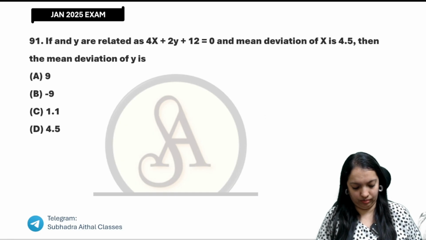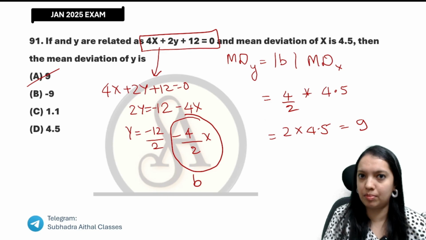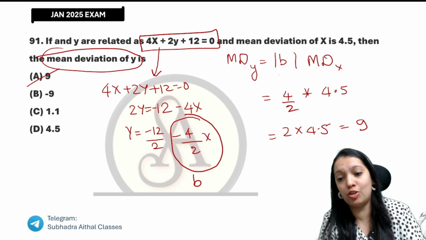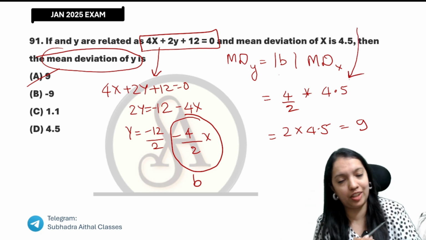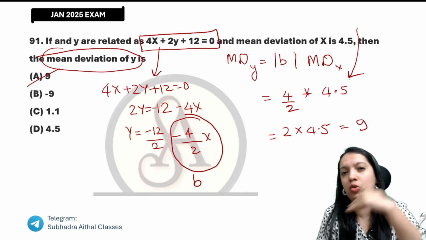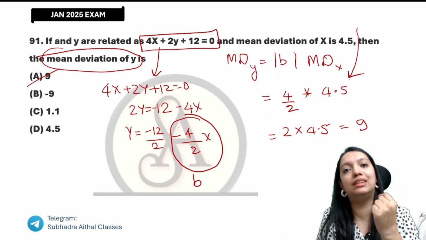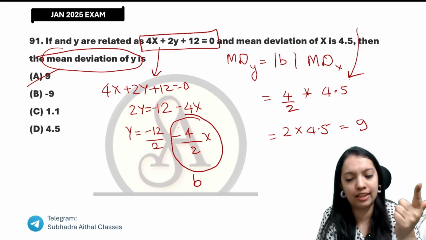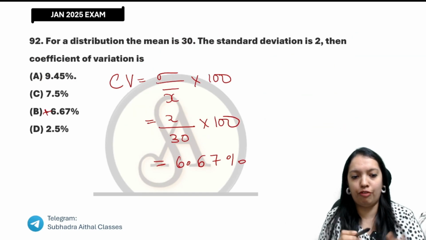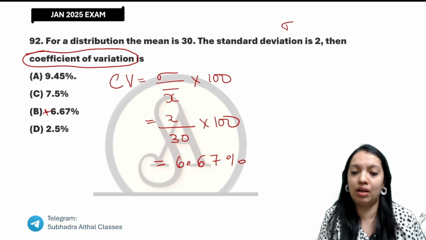Next question, one equation is given. This is from dispersion, where they are asking mean deviation of y equals modulus b into mean deviation of x. Mean deviation of x is directly given in the question, 4.5. Modulus b you get from this equation. Apart from y, move everything to the right hand side. So what is there along with x? Minus 4 by 2 is b. I want modulus b, ignore the negative sign. So it becomes 2 into 4.5, 9. Option A.